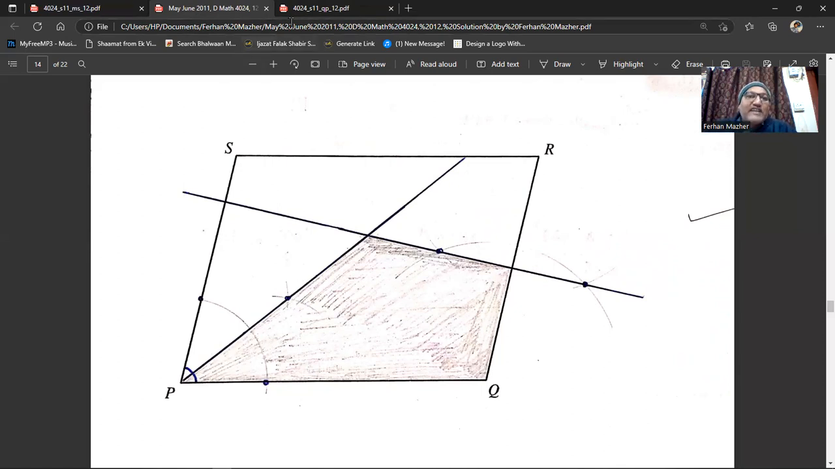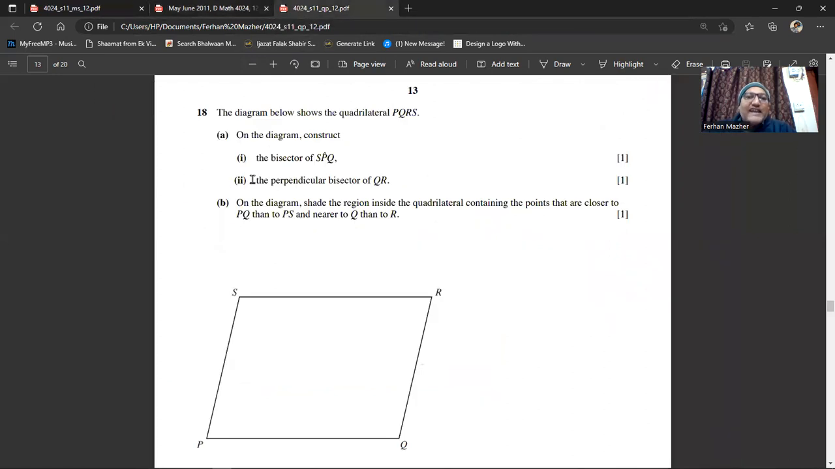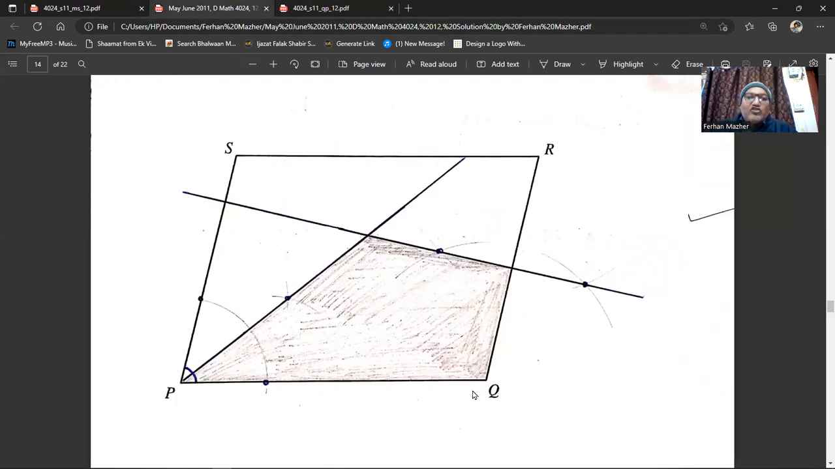That is the first locus they have asked us to draw. Then in the second locus, they say the perpendicular bisector of the QR. So I will put my compass here. The needle of the compass will be here. The Q will be the center of my arc. And I will open the compass more than half of the QR. I will draw an arc on this side and I will draw an arc on this side. Then I will put the needle of the compass on R, and the compass will remain open the same.